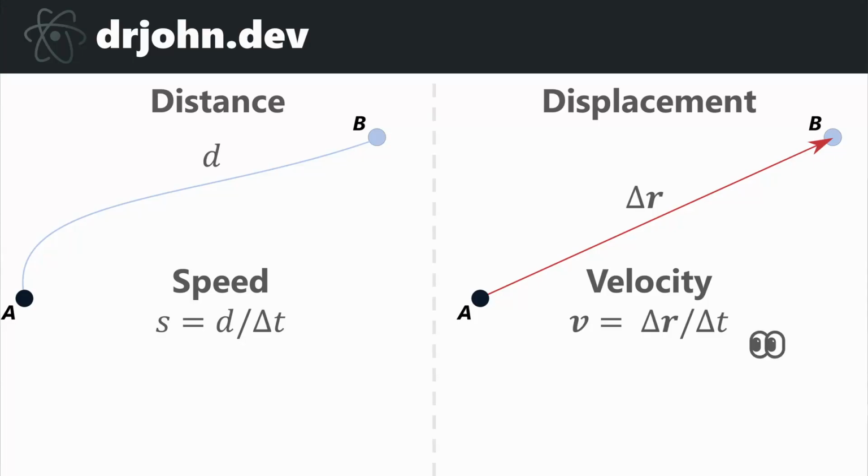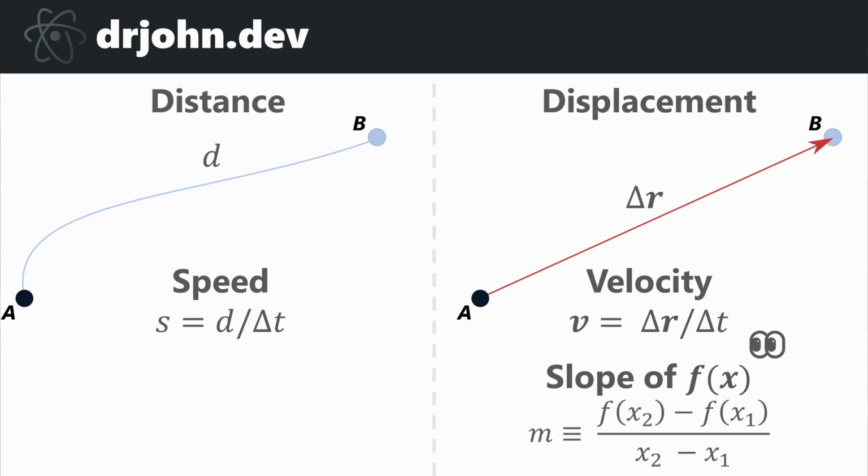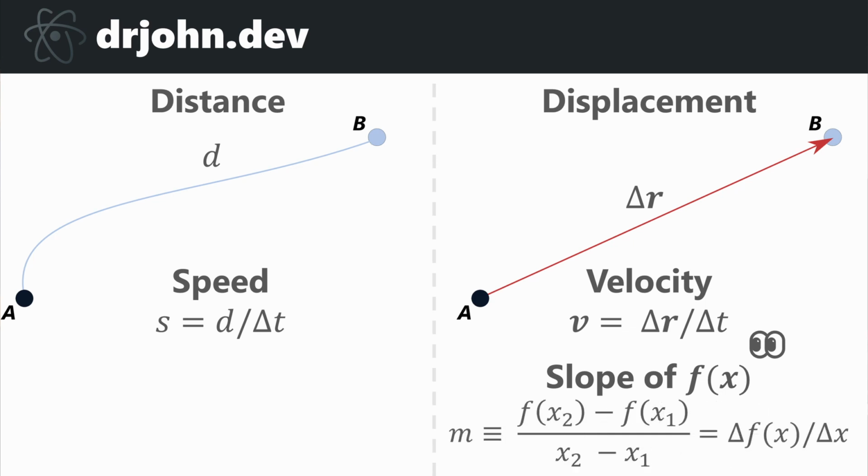How would you mathematically find an instantaneous velocity? Notice, the functional form of velocity, delta r divided by delta t, has the same exact form as the slope of a function f of x. If you remember, the slope of an arbitrary function f of x is defined as f of x2 minus f of x1 divided by the difference of x2 and x1. Or, written another way, delta f of x over delta x. So velocity is essentially the slope of the displacement curve between 2 points in time.